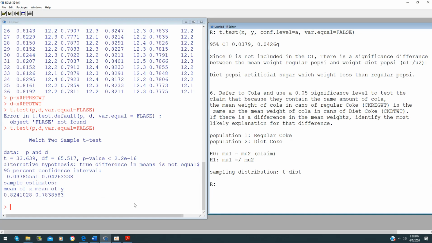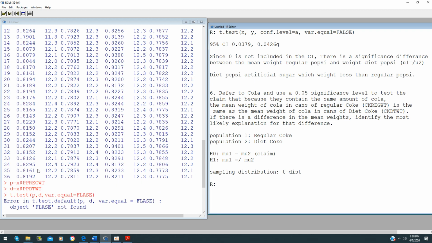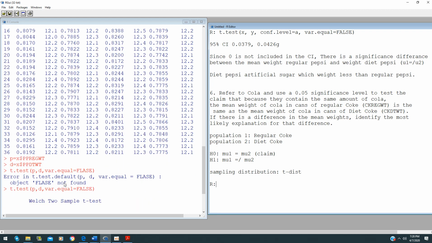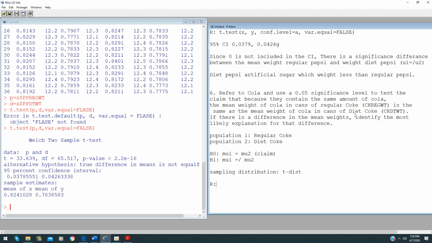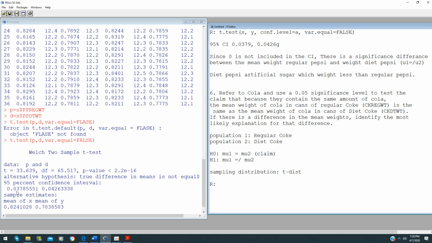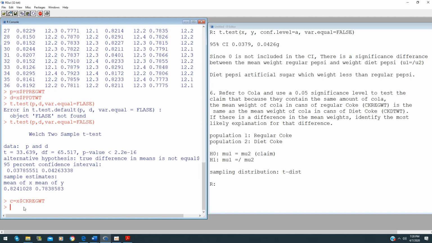So let's go back to R. In order for us to do this, first we have to assign. We already called X out as a read table. Remember, we called the cola data out. In the previous example, we used P and D for the Pepsi case. Now we're going to use C for Coca-Cola. So C equals X dollar sign CKREGWT. This is for Coca-Cola with regular weight.